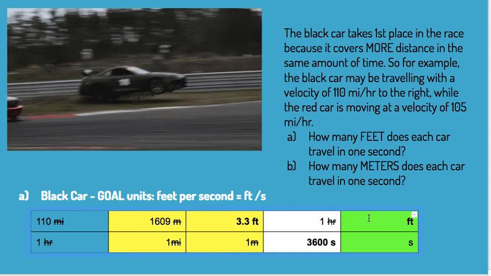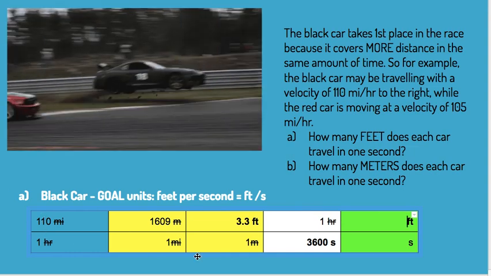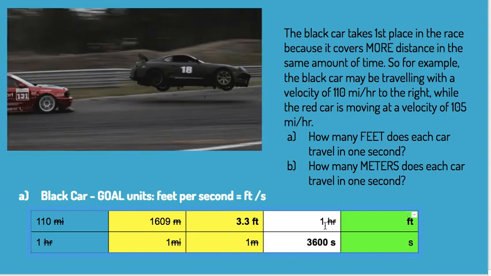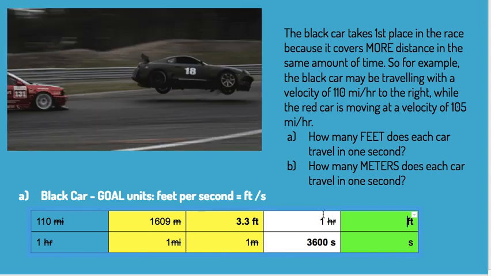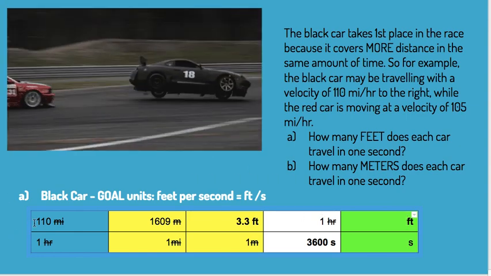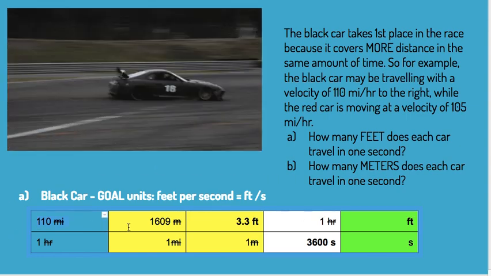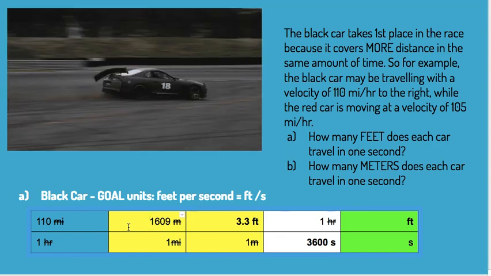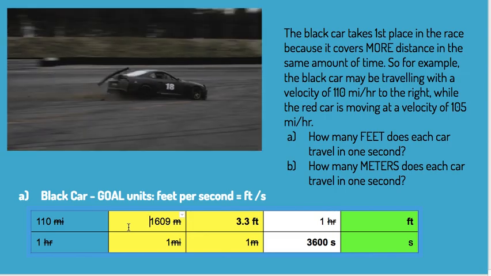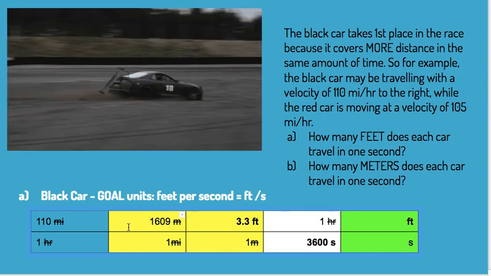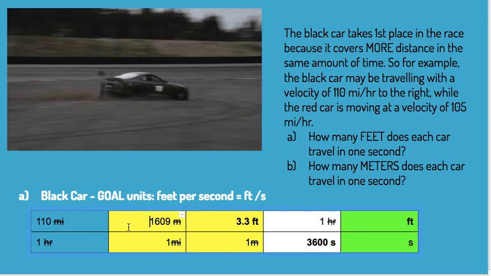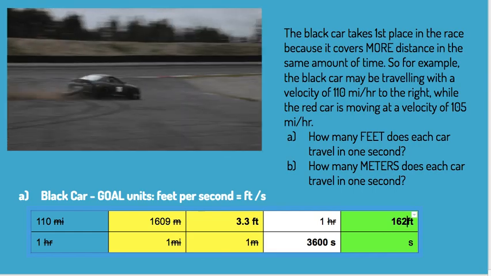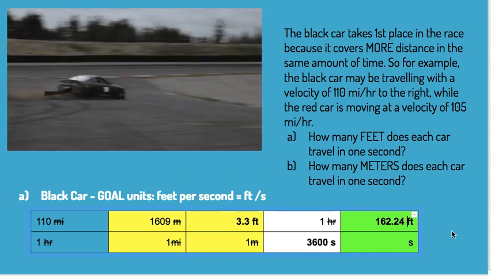Okay, so in my calculator I would multiply 110 times 1609 times 3.3 divided by 3,600. You could enter the ones, but it wouldn't really affect your final answer. And you always want to start with the value on the far left side. So if I type this into my calculator, 110 times 1609 times 3.3 divided by 3600 equals, I'm going to round to the 100th place, and I get 162.24 feet in 1 second.